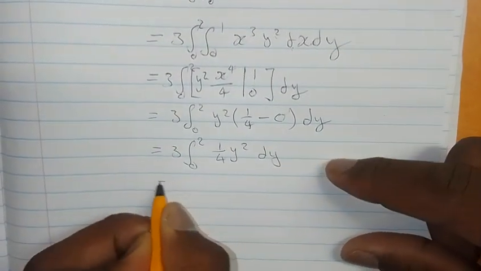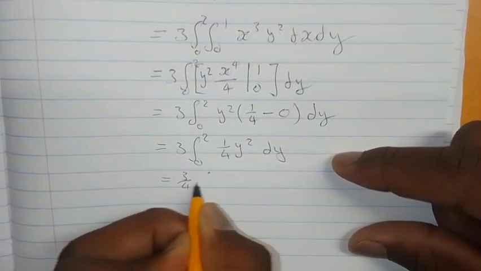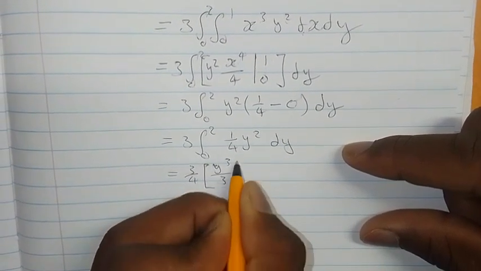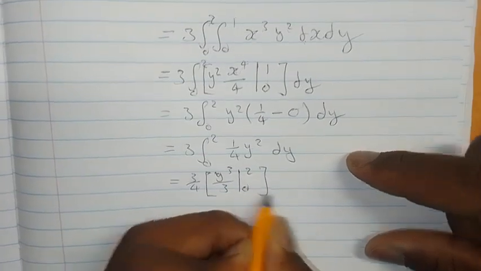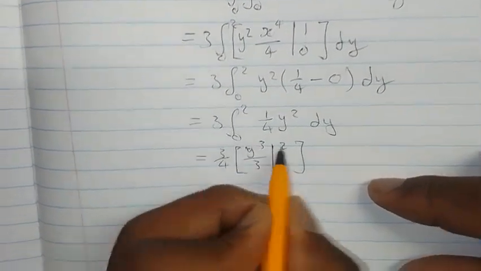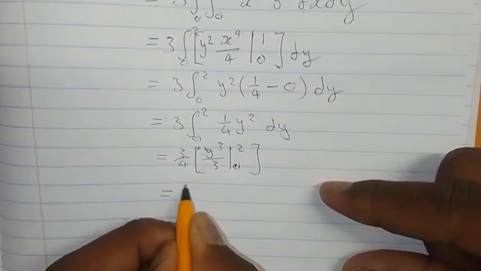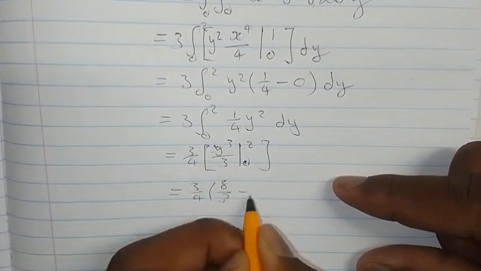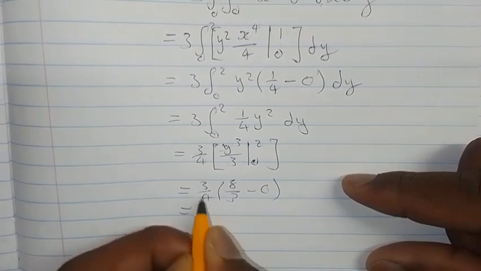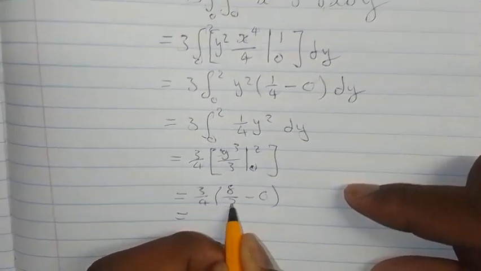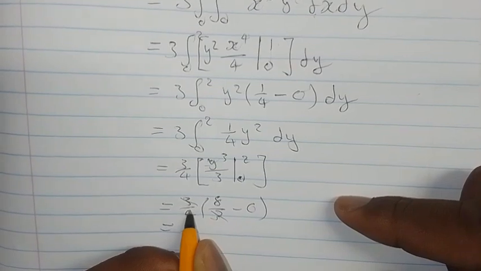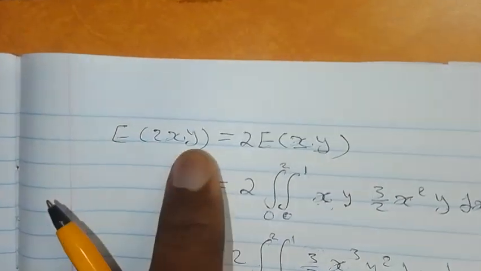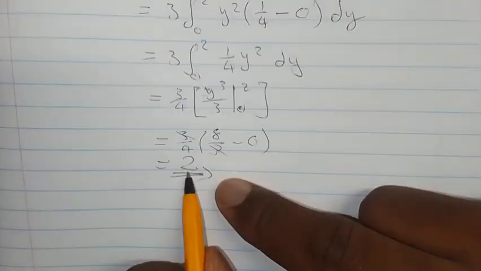And we can also take the 1 over 4 outside, so we'll have 3 over 4. And then we integrate y squared, and we're going to have y to the third over 3. And then y is in the interval from 0 to 2. So now we have 2 cubed, which is 8. We have 3 over 4 times 8 over 3 minus 0 cubed over 3, which is just going to be 0. So we basically end up with 3 over 4 multiplied by 8 over 3. And the 3's will cancel, and then we'll have 8 over 4. So we end up with the expected value of 2xy being 2.